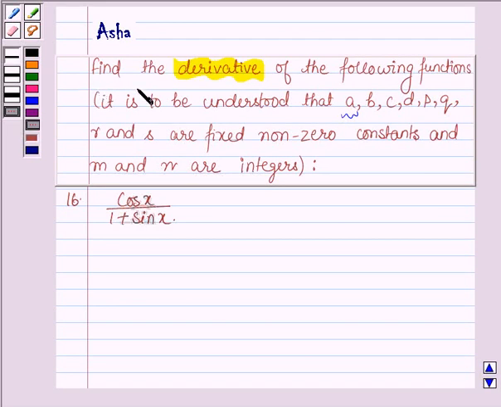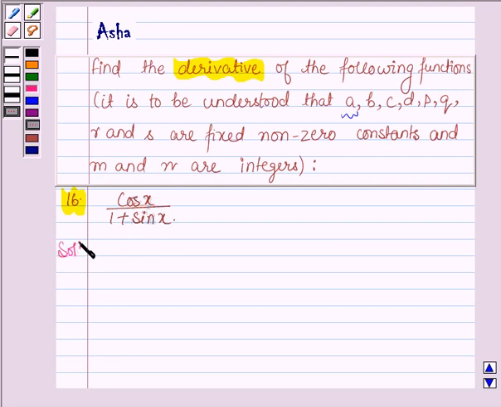The question says find the derivative of the following functions. It is to be understood that a, b, c, d, p, q, r and s are fixed non-zero constants and m and n are integers. The 16th one is cos x upon 1 plus sin x.